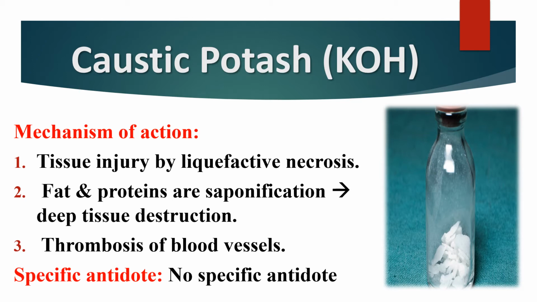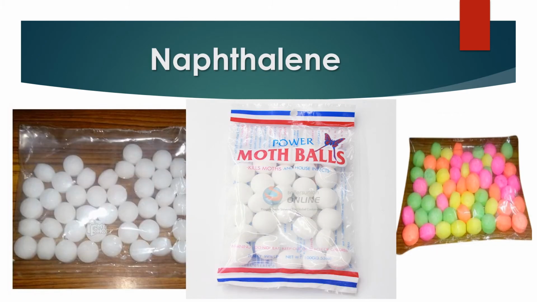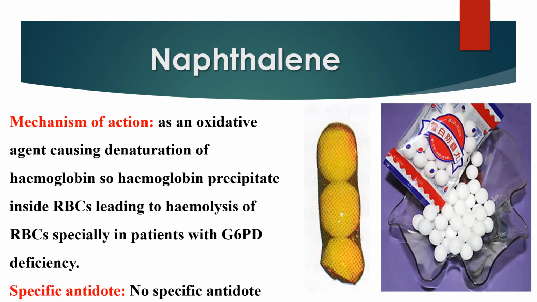Like phenol. The next poison is naphthalene, also called mothballs. This protects clothes from moths and from destruction. Naphthalene is usually non-toxic, except in patients with favism or G6PD deficiency.